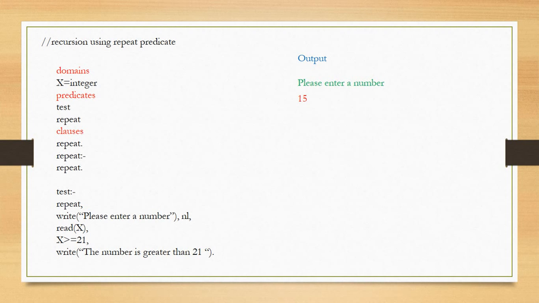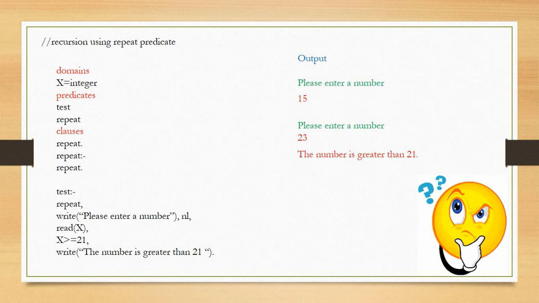So this test will go through the process of recursion again, and it will backtrack because of the repeat predicate. It will again ask the question "please enter a number". For x, I say here 23. Then 23 is greater than 21, so this statement is true, and the next line, the number is greater than 21, is written. This is how the whole recursion process using a repeat predicate will execute.